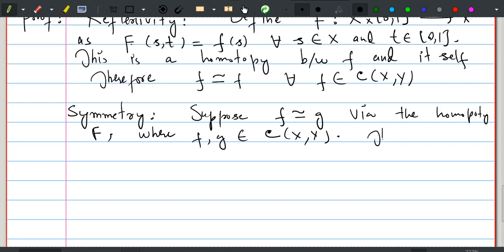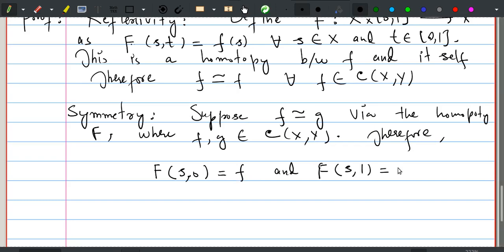Therefore, now F is given to be a homotopy between f and g. Therefore, when we restrict F to 0 we get this little f, and on restricting this big F to 1 we get little g.